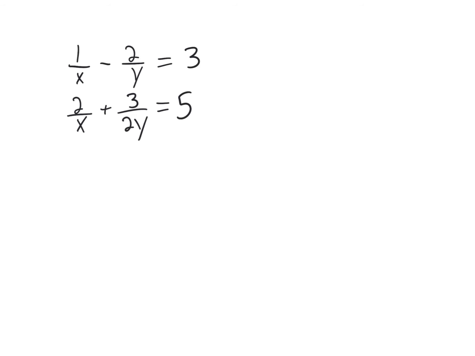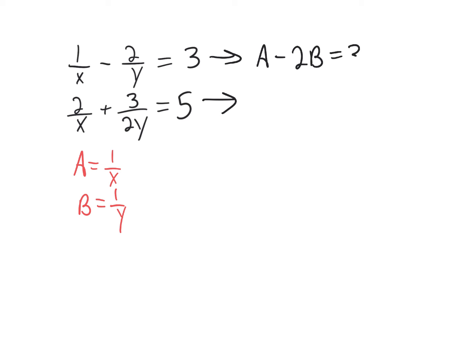The second example is a little bit more difficult because we have the variables in the denominator. Now the best approach for this is to use substitution. We're going to let a equal 1 over x and b equal 1 over y. So when we substitute those in, we end up with a minus 2b equals 3, and then 2a plus 3 halves b equals 5.